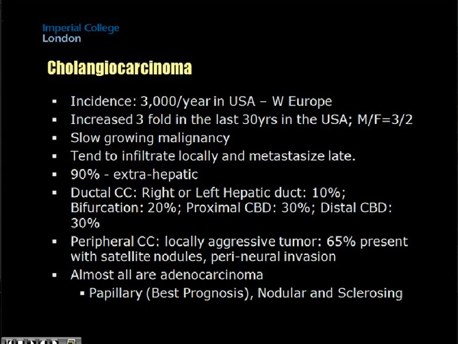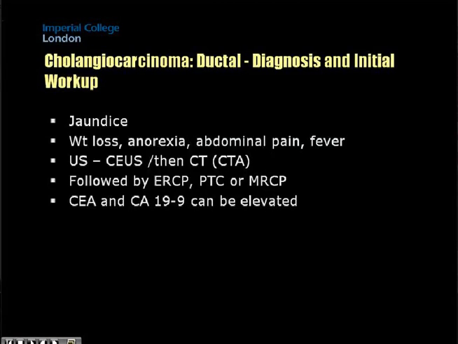Now, almost all these cases are adenocarcinomas, with the papillary type having the best prognosis. There's also the nodular and the sclerosing type of adenocarcinomas. Most of these ductal carcinomas present with jaundice, with biliary obstruction. These patients present with weight loss, anorexia, pain, and sometimes fever.